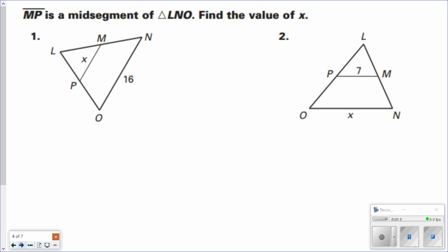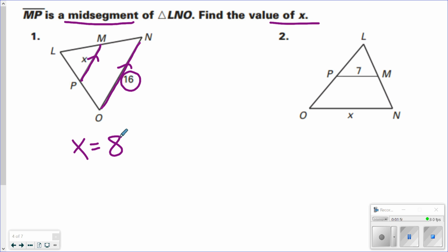All right, so here's our first example. Segment MP is a midsegment of triangle LNO. Find the value of X. So if I look here, MP is my midsegment. We know from the previous slide that midsegments are half of the length of their parallel side. So if I draw lines here, I know that this third side is parallel to MP. So if ON is 16, what is half of 16? It's 8. So X would have to equal 8.